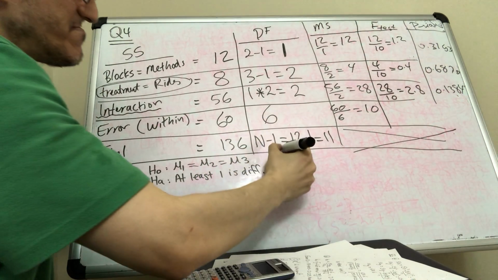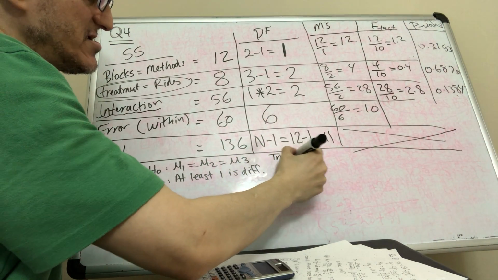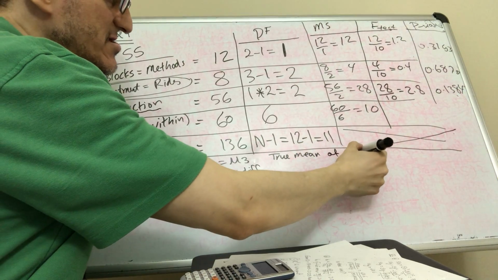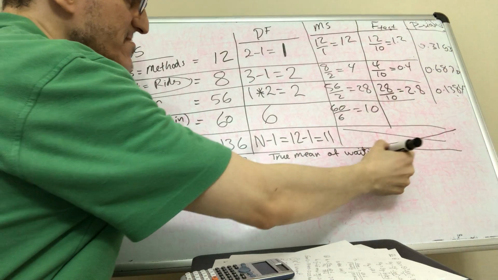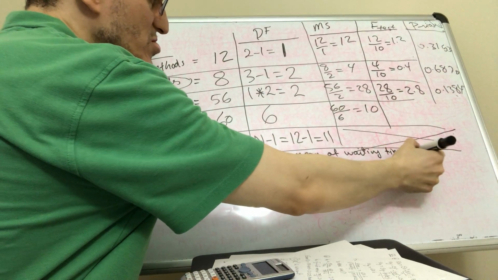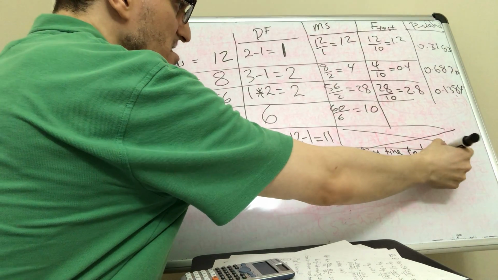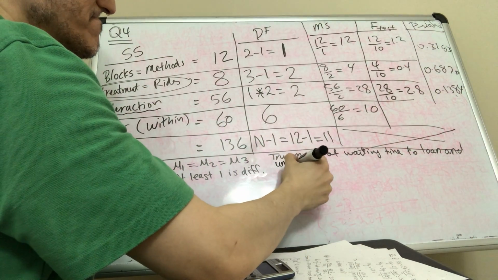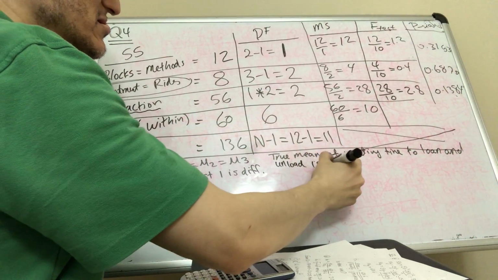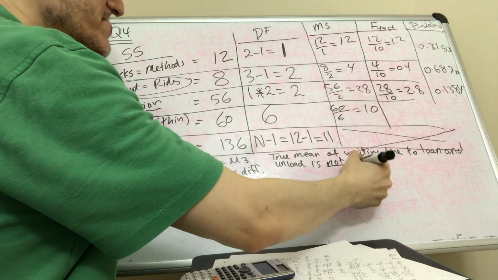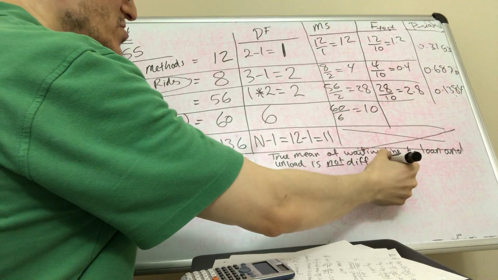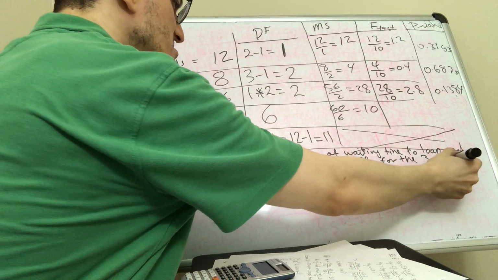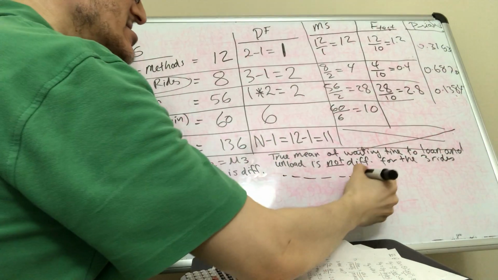In English, H0: the true mean of waiting time to load and unload is not different for the three rides, and HA: here is different.